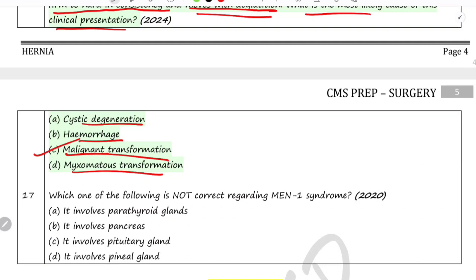Let us see. There is a rapid increase in size in the context of a firm and hard consistency, and mobility with deglutition, which suggests that the swelling is thyroid in origin. A thyroid nodule or cyst that has been present for years but suddenly enlarges may indicate the development of thyroid cancer, such as papillary thyroid carcinoma or follicular carcinoma. Why others are less likely?